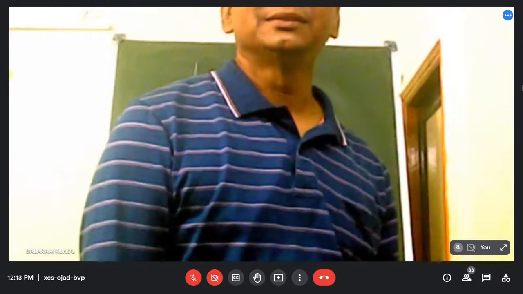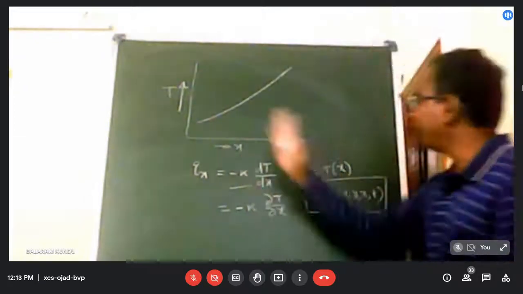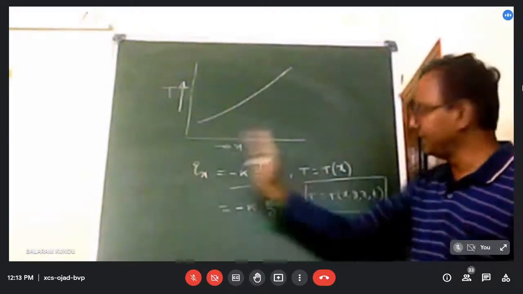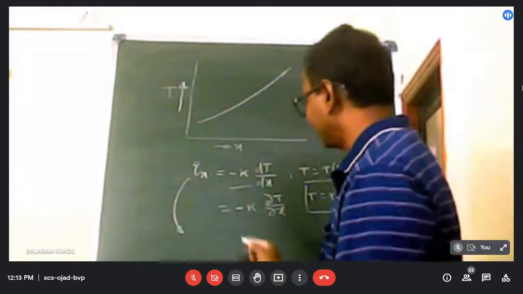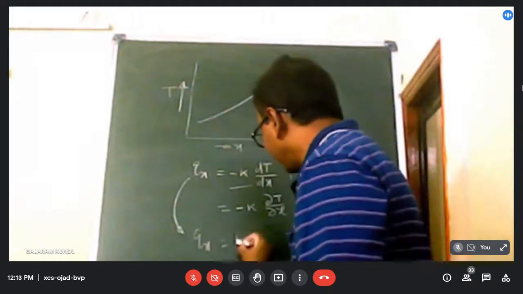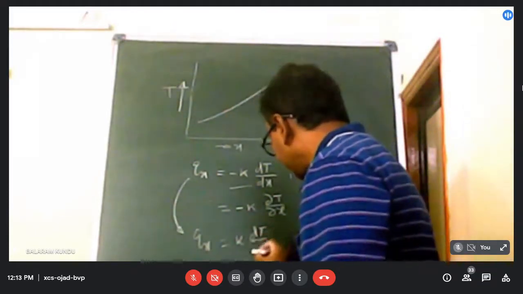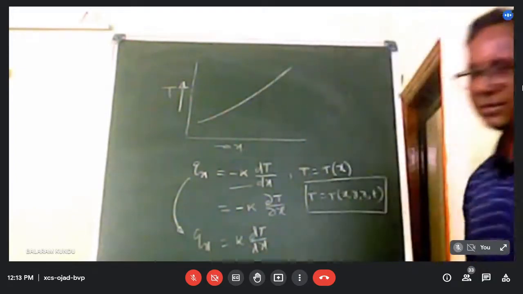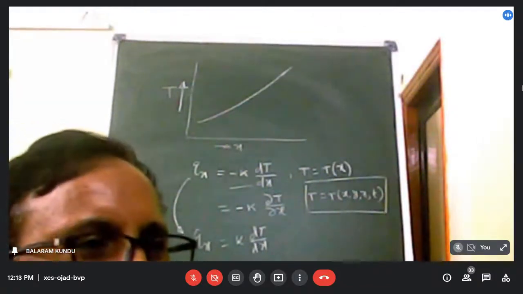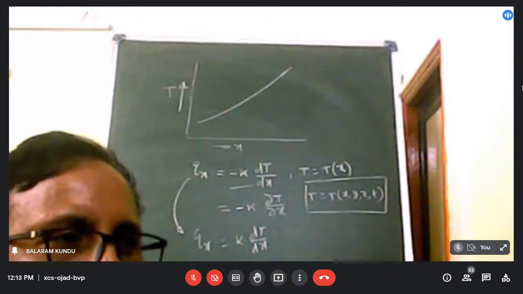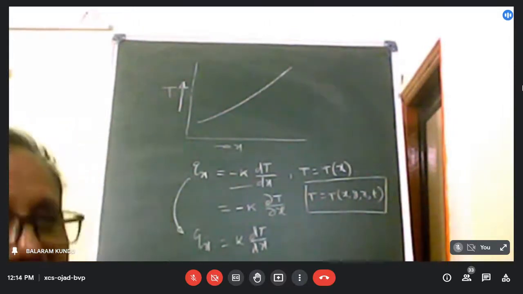Clear? So qx is positive, dt dx is positive. That means in this case we may consider qx equal to k into dt dx. Whether it is correct or not? We apply Fourier's law of heat conduction. So qx in this case is k into dt dx, because here dt dx is a positive quantity, so the negative sign is not required. But we write in this way. Is it a correct expression?